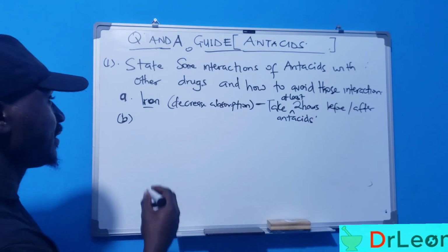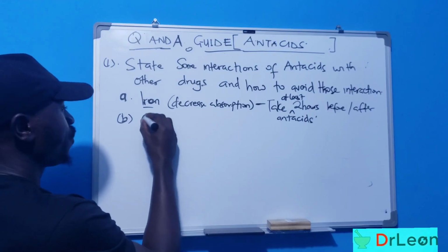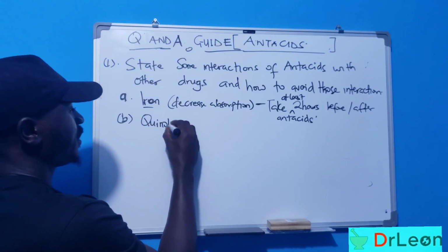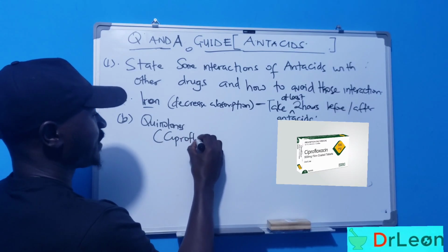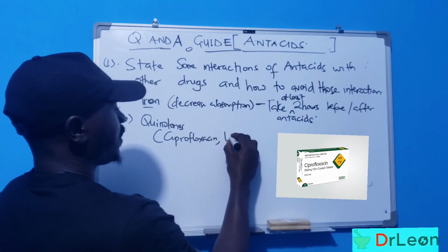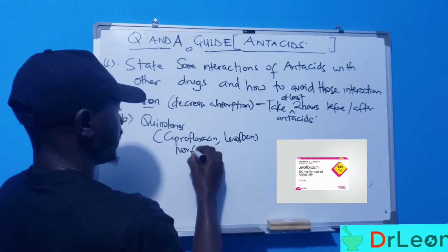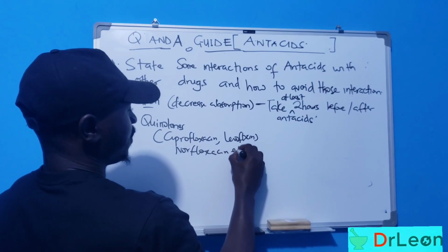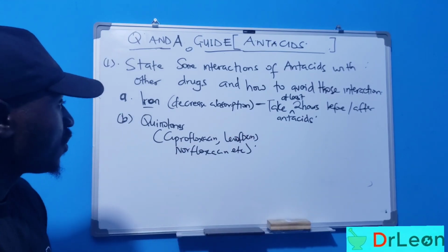Another class of drug is certain types of antibiotics like quinolones. An example of these, you have ciprofloxacin, levofloxacin, norfloxacin, etc. So they normally end with floxacin.